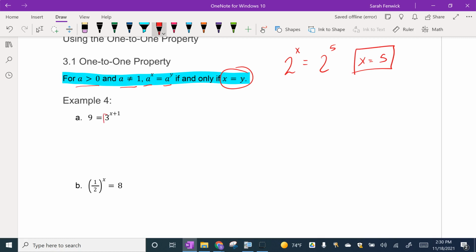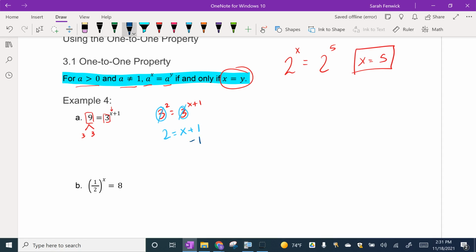So what I usually do is I look at the base that has a variable in its power. How can I break 9 down into a 3 base? Well, 9 is 3 times 3. So I could say 3 squared is equal to 3 to the x plus 1 power. Now, since my bases match, there's no extra stuff in here anywhere, then I can say 2 equals x plus 1. Just for the record, those 3's don't actually cancel out. That was just my visualization of how this works.